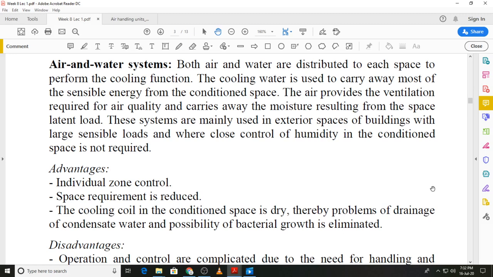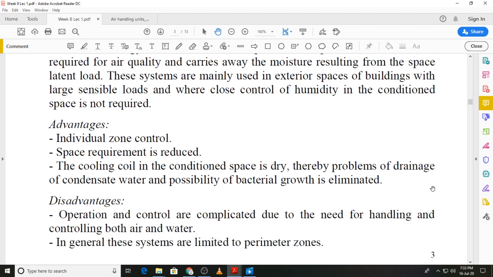The advantage, of course, is that you can control individual zones by varying both the air and water flow rates or temperatures. The space requirement is somewhat reduced, and the cooling coil is in the conditioned space, but it is dry, so the problem of condensate that has to be drained away is not present, and that also eliminates any risk of bacterial growth.